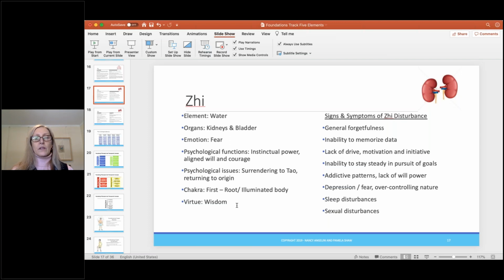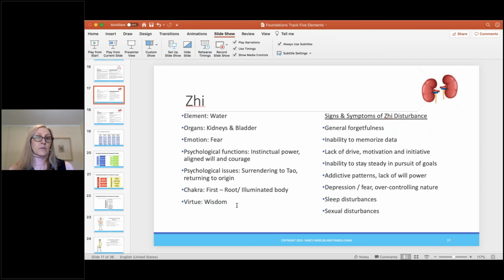And psychological issues are that we disconnect from that knowledge, right? Whatever you call it, whether it's God, or it doesn't matter, you have your term for that. And when the water element gets out of balance, when the Zhi gets out of balance, when this spirit gets out of balance, it's because we've lost that connection. And the virtue is wisdom, not knowledge, real wisdom.